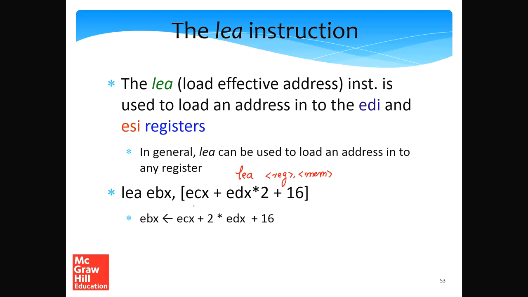Instead of actually loading something from memory, it considers this memory address and simply computes the address part. It does not access memory, and this is very important. By itself, memory is not accessed. It considers the memory operand, computes the address, and it should rather be called compute effective address. It computes the address, does not access memory, and transfers the value of the address to the destination register, which is EBX. It just helps us compute the address.